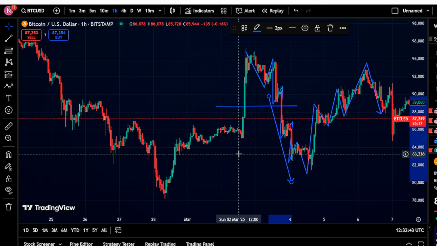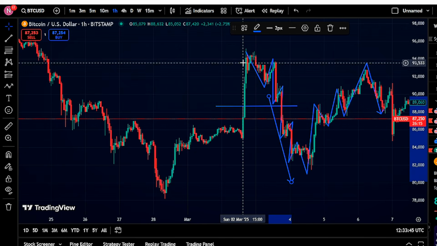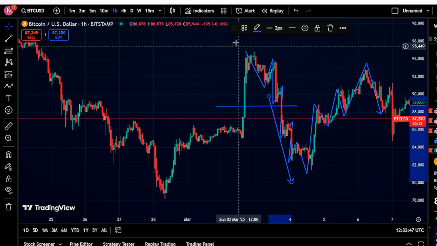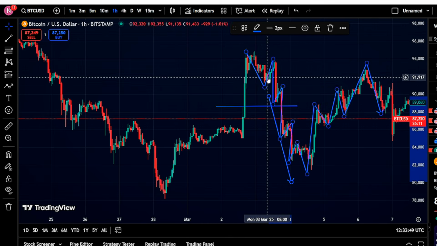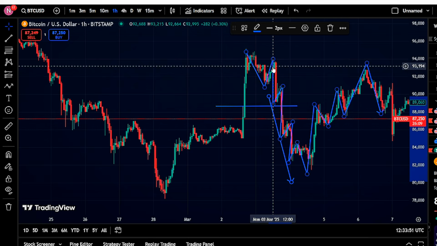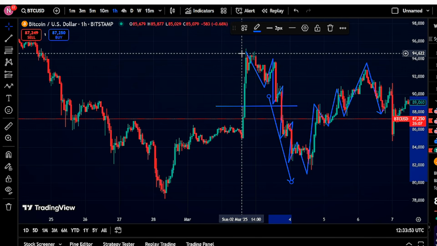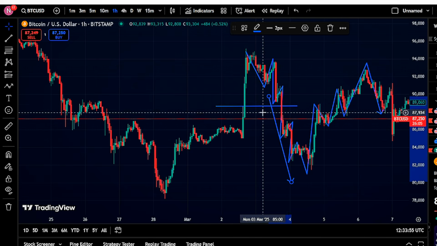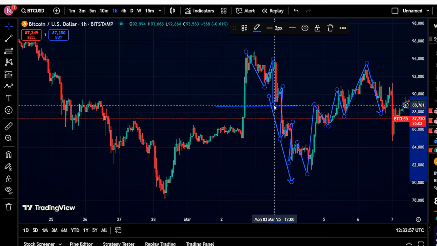Now take note of this before I go directly to another example. Remember, we started off here: higher high, higher low, higher high. Now it came down too much, lower than where it started from, and we call this a lower low. Because it came directly to this point, it means that there's heavy sell pressure on the market. People are selling off massively.